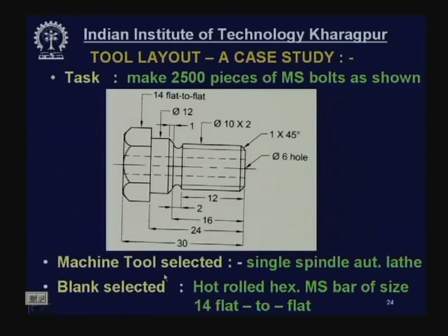Blank selected. Now there is a hexagonal head. This hexagonal head can be made later on, or if you take a hexagonal bar in advance, then by machining the hexagonal bar you need not machine the hexagonal head, it will be obtained automatically. So, a hot rolled hexagonal mild steel bar of size 14, the hexagon size being decided by flat to flat, alright, flat to flat 14.